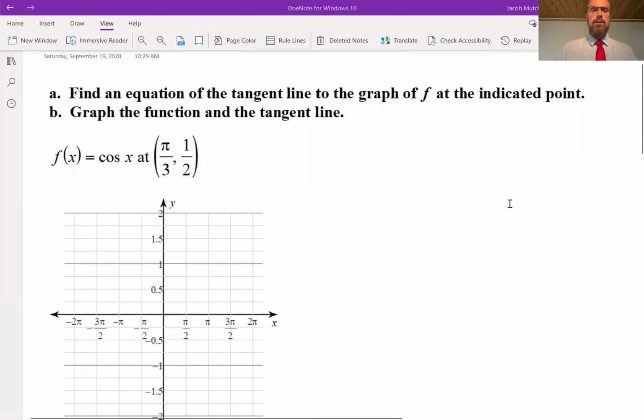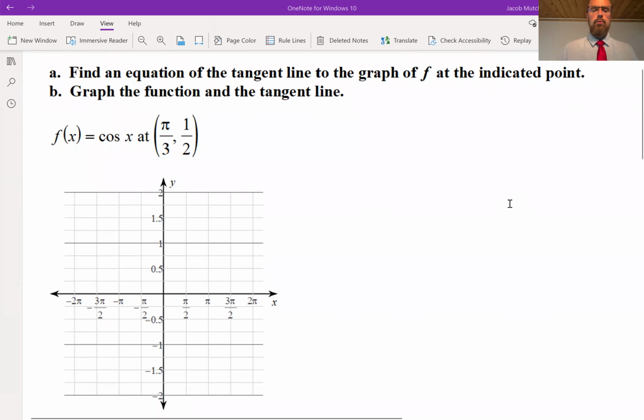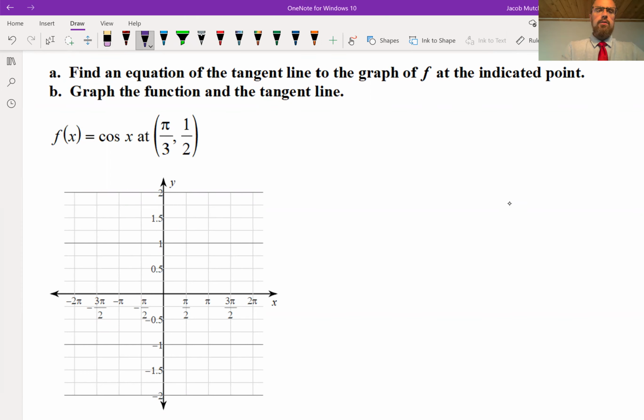So this function is our cosine function. So we're looking at f of x equals cosine x. And my first task is to find the equation tangent to cosine of x at this given point, pi over 3 comma 1/2. So we're going to begin, as we do with all of these questions where we're trying to find the equation of a tangent line at a specific point, I want to find the slope of that tangent line.